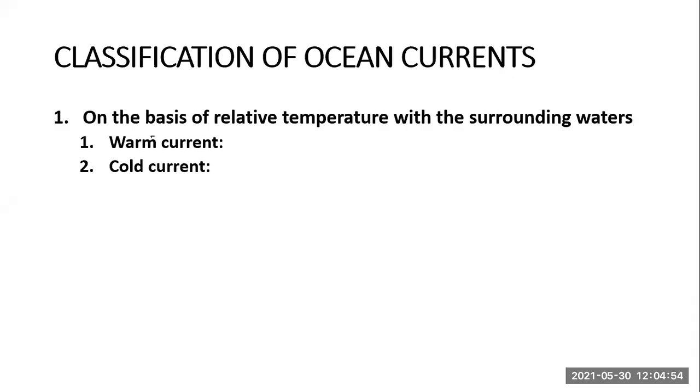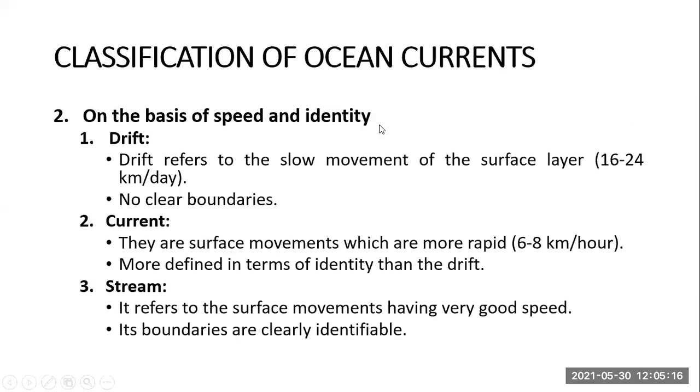So that is the classification of ocean currents on the basis of relative temperature with the surrounding water. I hope it is completed. So next we have to look into the classification of ocean currents, but this time on the basis of speed and identity. On the basis of speed and identity, how can ocean currents be identified?